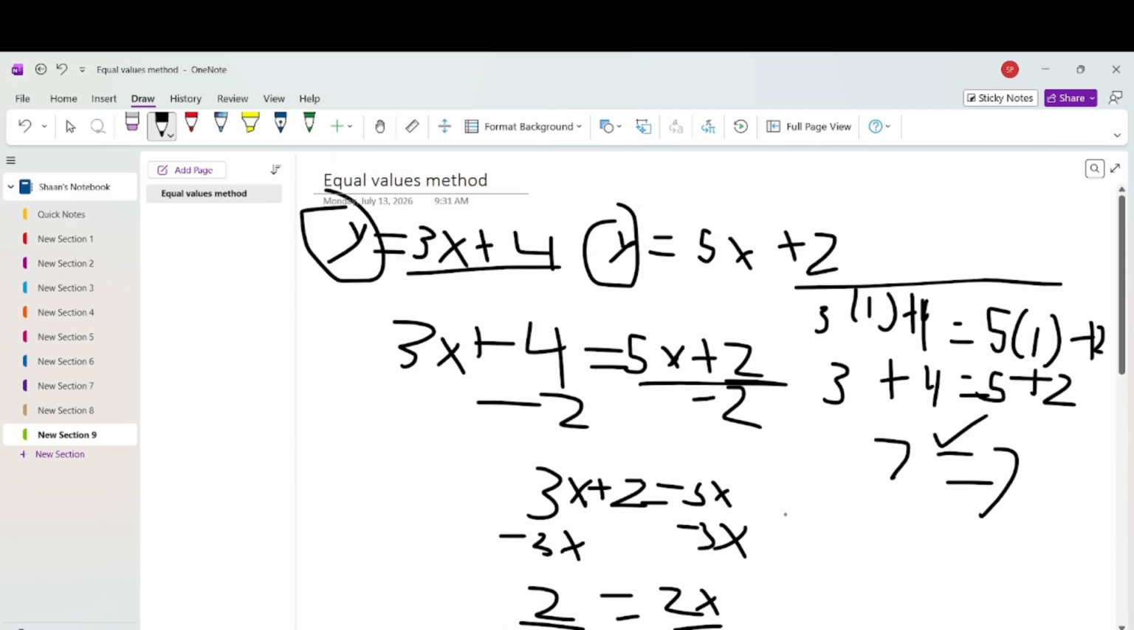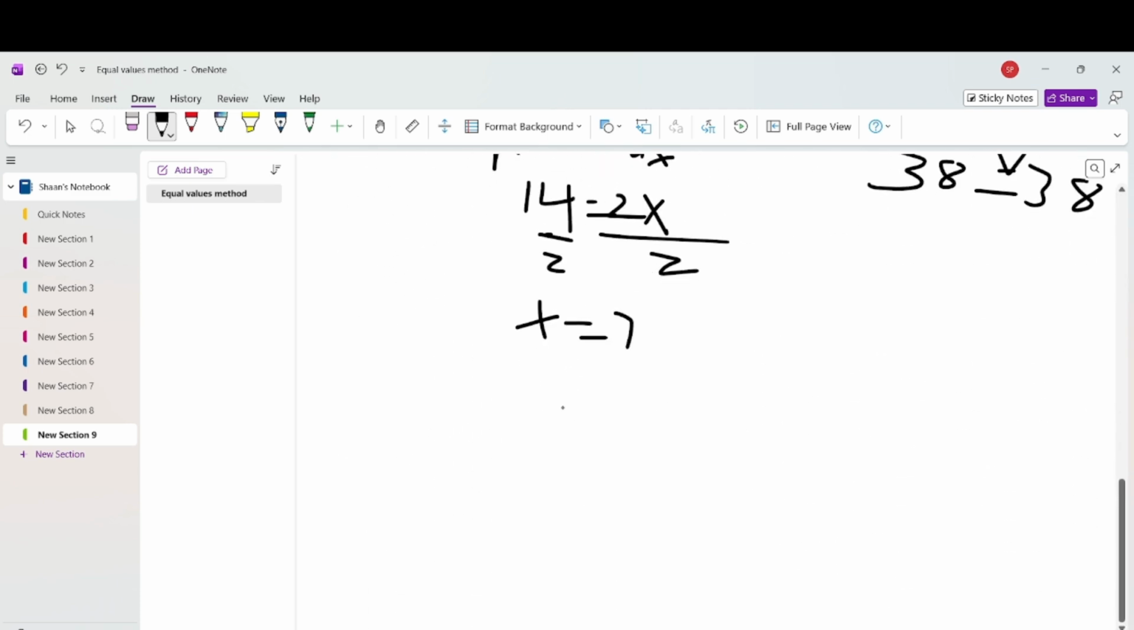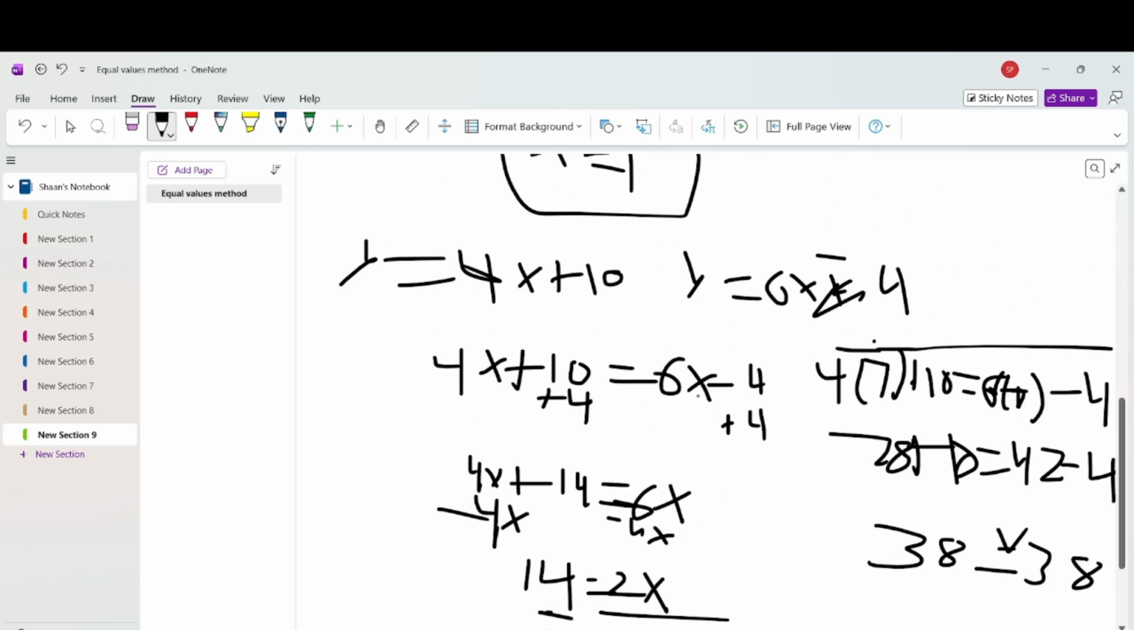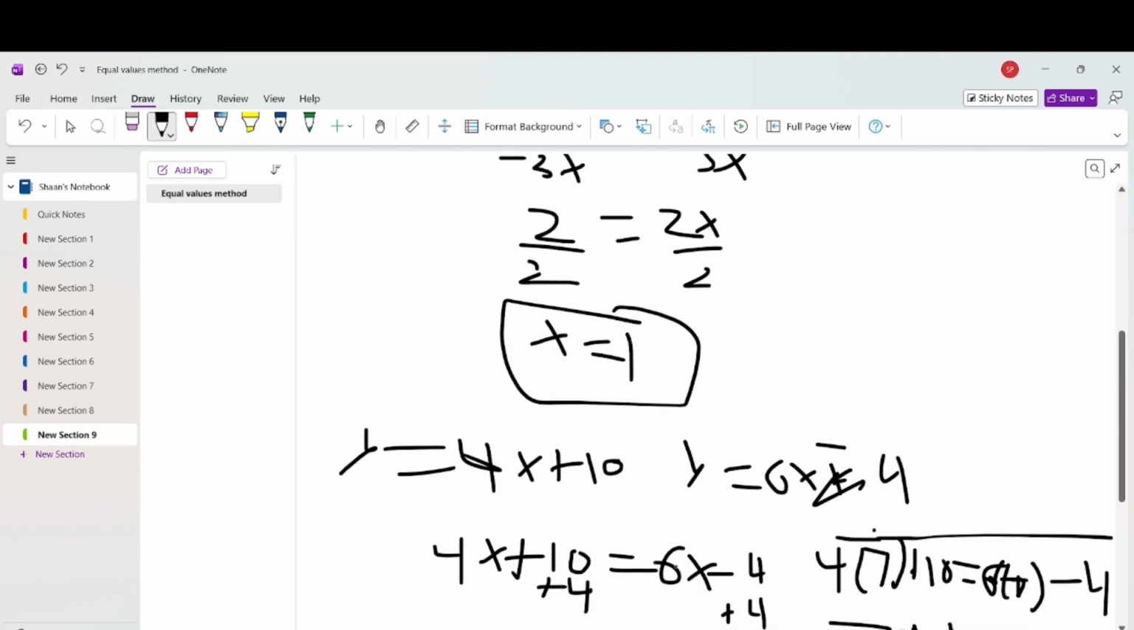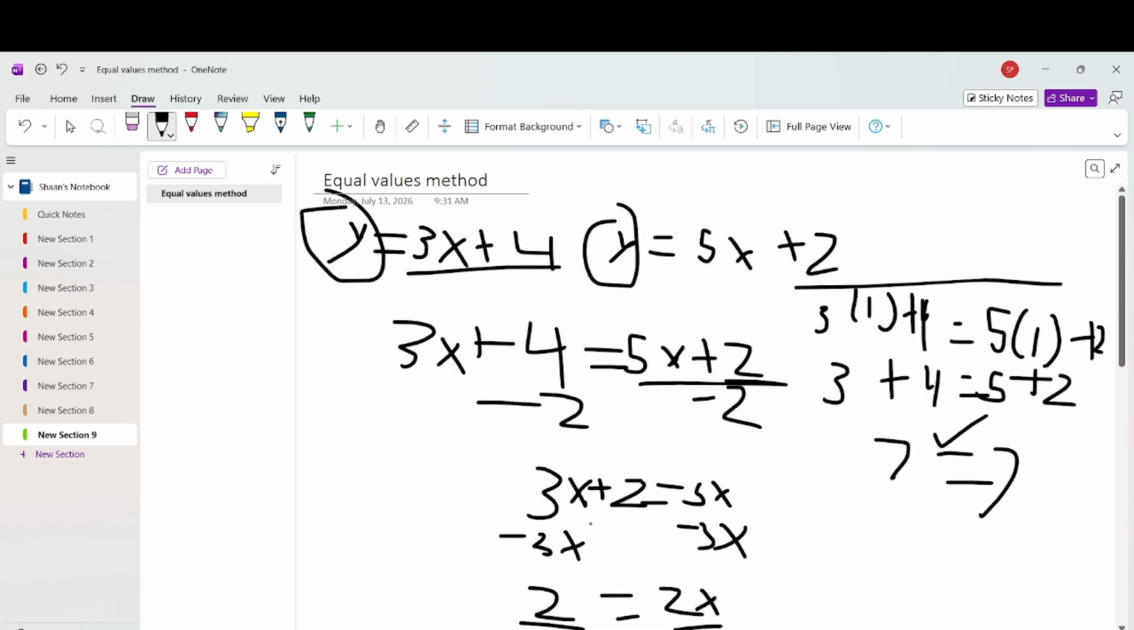So that's how you use the equal values method, and always remember to check your solutions, because what's shown here could be wrong, and then that can mess you up and get an answer wrong like that on a test. So the next two videos will be going over the substitution method and the elimination method, which are also methods you can use in solving systems of equations.